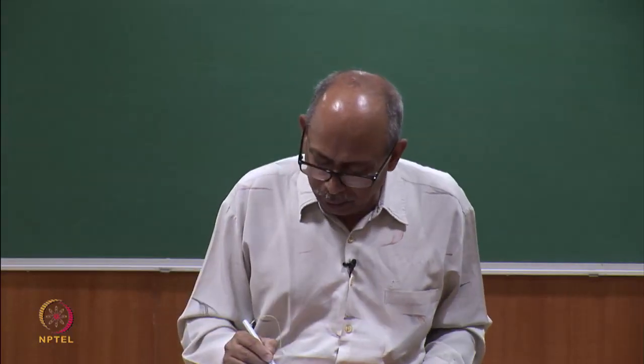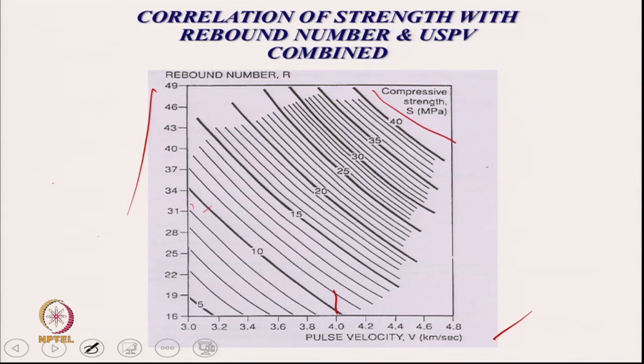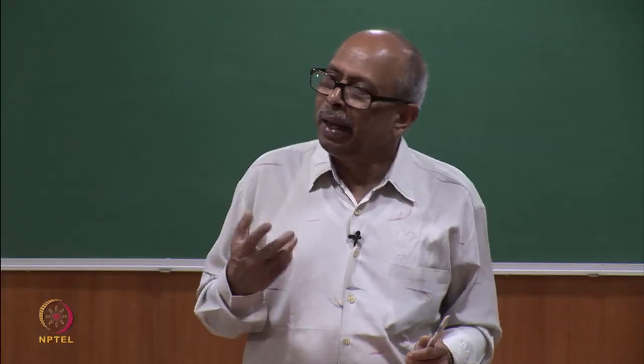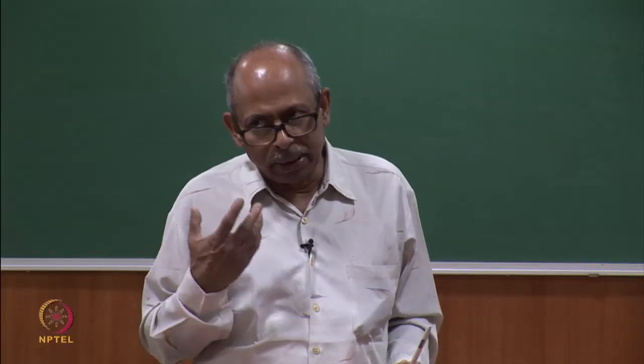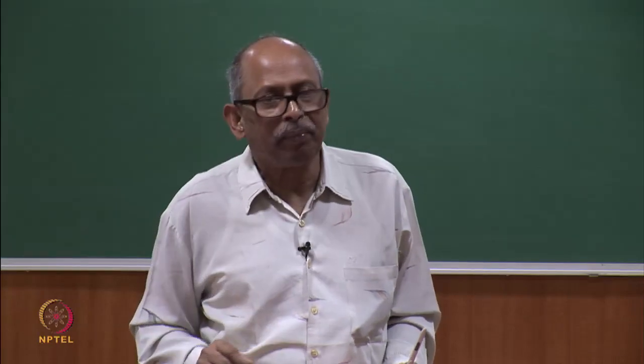For example, if your pulse velocity is 4 and rebound number is 37, from this kind of graph the in situ strength, the measured actual strength, is likely to be close to 25 MPa or so. But these values are not universal, you have to find out for your specific concrete. So, you can establish your quality control system using this.